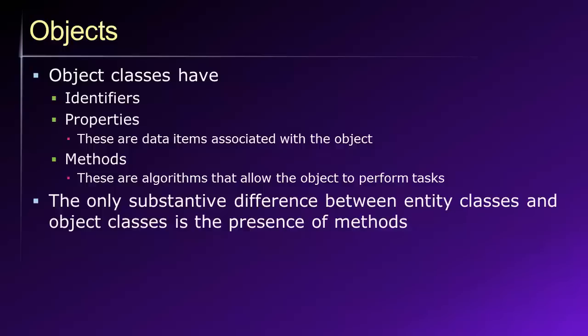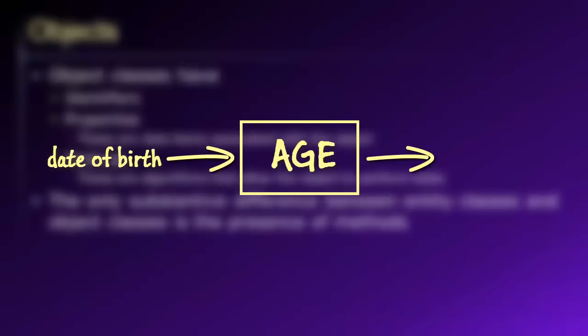Let's say, for example, that we have an employee object, and one of its properties is the employee's date of birth. Well, we might then have a method which allows us to calculate the employee's age in years. So we could call that age method, and it would return a value which would reflect how old the employee is in years based upon the current time and the employee's date of birth.